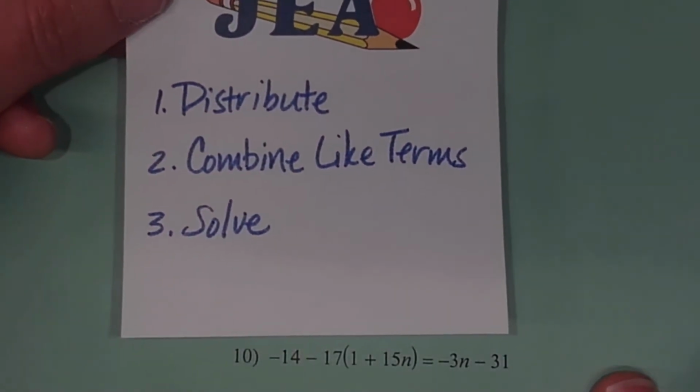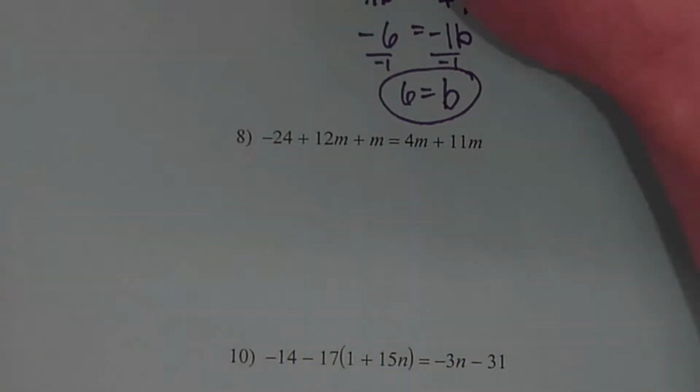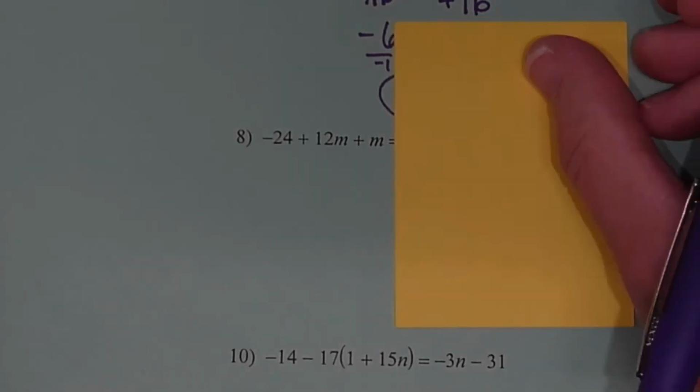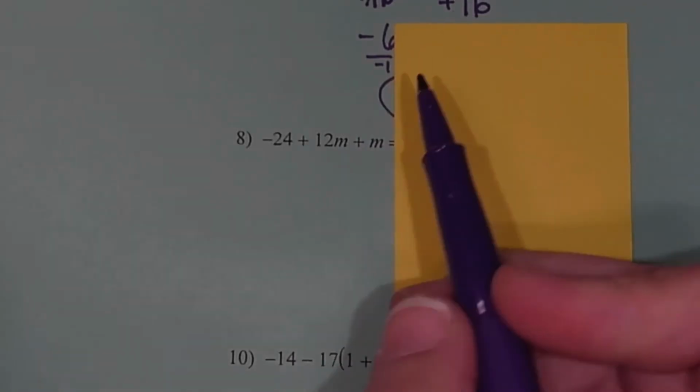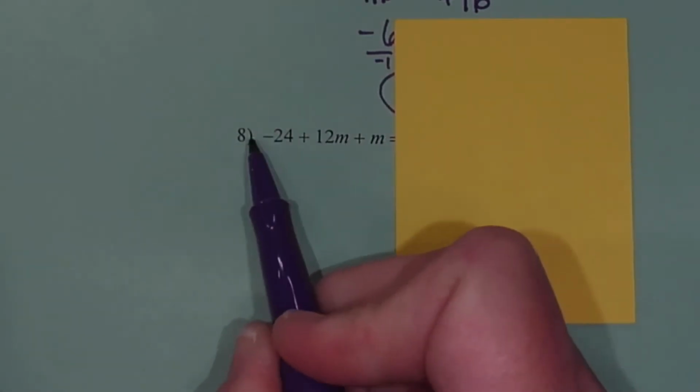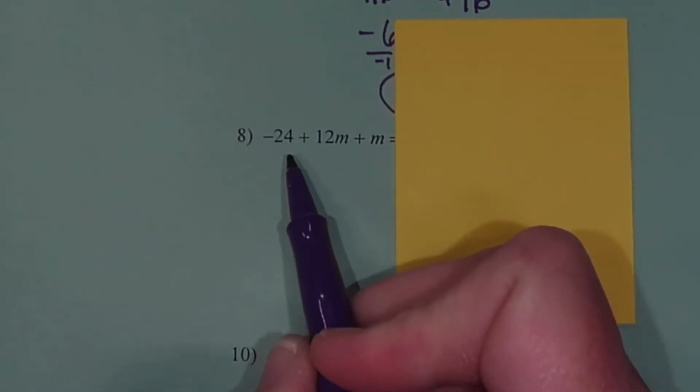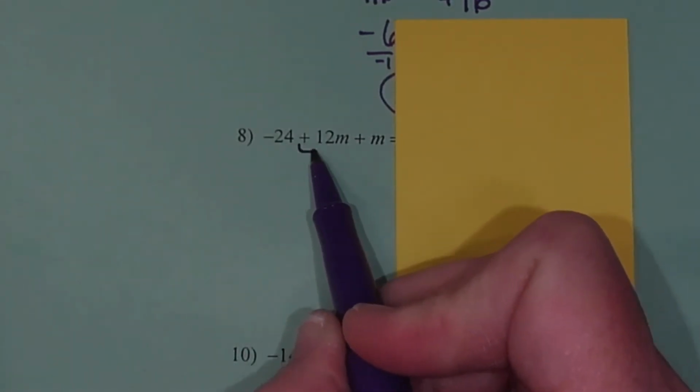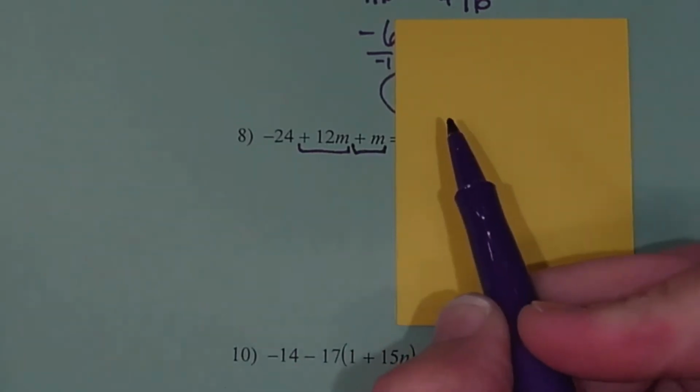There will be soon, but not yet. So we're going to move on to combining like terms. I'm just going to focus on one side at a time. Let's focus on the left side of the equal sign. It looks like there's nothing to combine with that -24 because it's the only regular number. It's the only constant.